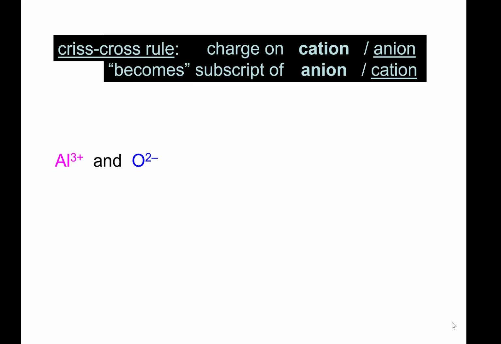Let's say we have the aluminum ion and the oxide ion. If we just write Al and O and we crisscross those numbers, so the 3 from the aluminum becomes the subscript on the oxygen, the 2 from the oxygen becomes the subscript on the aluminum, our formula is Al2O3.